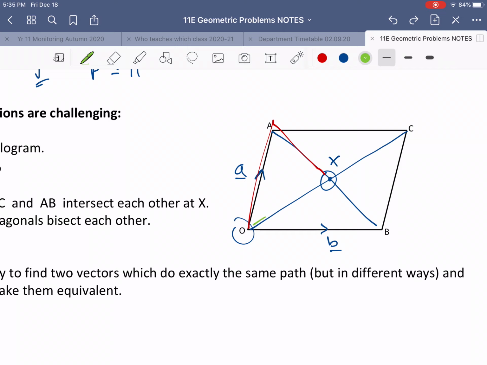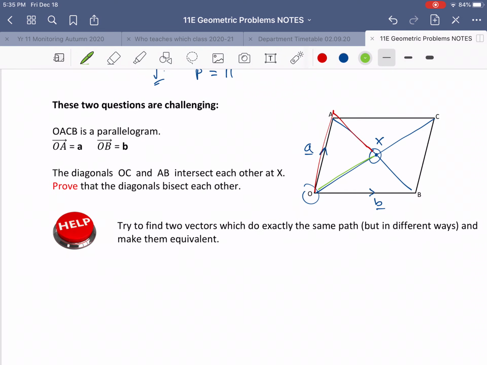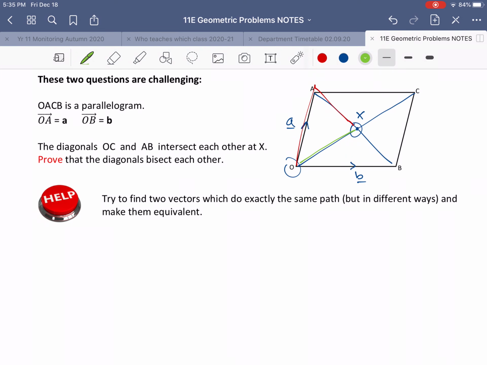I'm just going to go simply along there to get from O to X. So the red one goes from O to X and the green one goes from O to X. So I have two different routes taking me to the same place, and it goes along different diagonals to get to there. So the red one, O to X, is going to be O to A and then down from A to X.